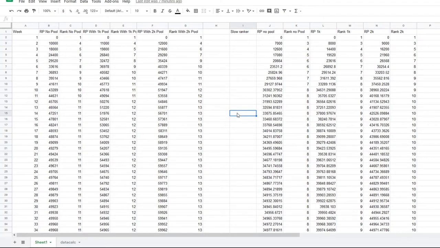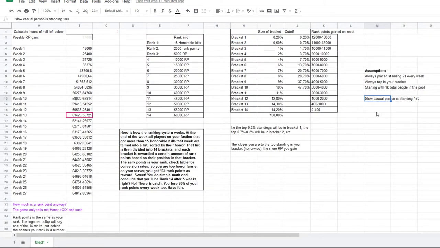The reason that they're great for non-hardcore PvPers is because it makes ranking way easier for anything 10 or 11 or below. So instead of looking at a hardcore PvPer, we're going to look at a slow casual person, like standing 180. To give you an idea, it's now Friday evening, like 5 p.m. server. Just checked, the current 180 bracket is 11,000 honor, which is basically nothing if you've ever PvP'd.